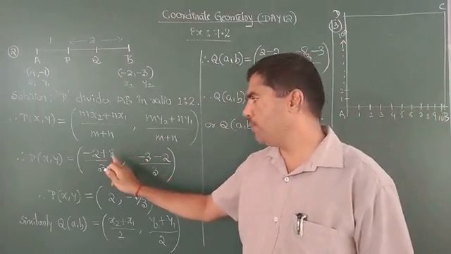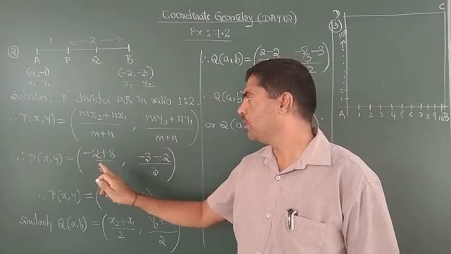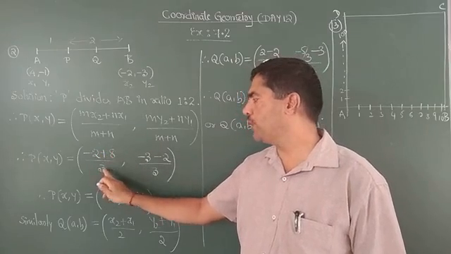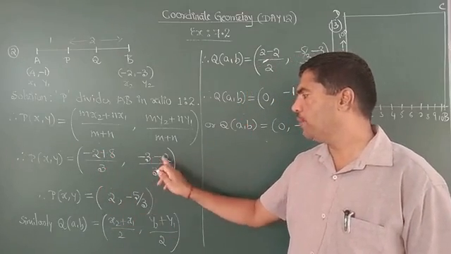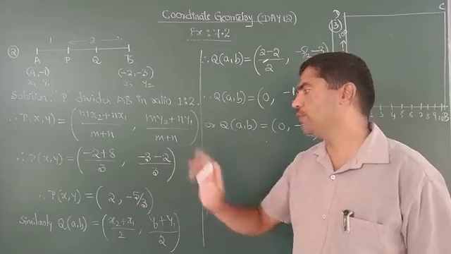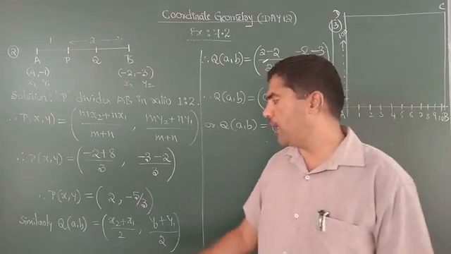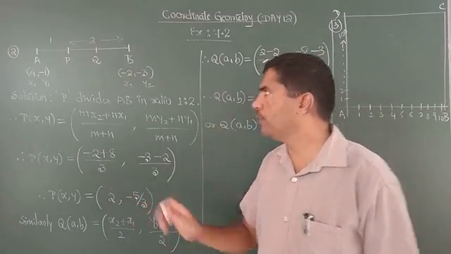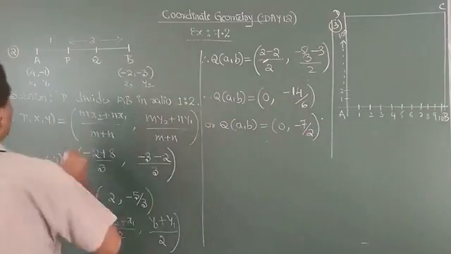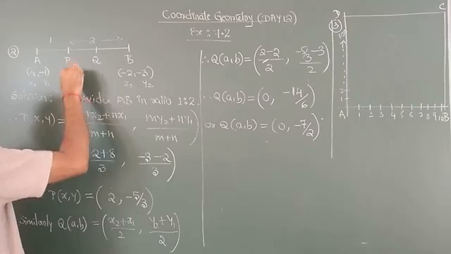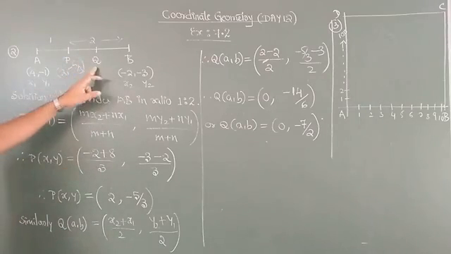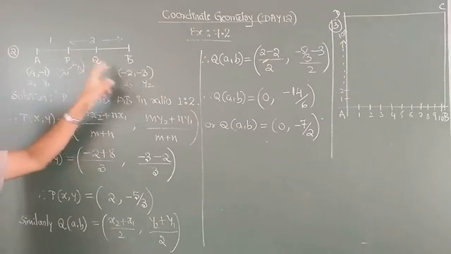-2 plus 8 becomes plus 6. Plus 6 by 3 is 2. -3 minus 2 is -5. -5 by 3 I have kept as it is. The coordinates of P are 2 and -5 by 3. Now I know the coordinates of P, 2 and -5 by 3. Now, Q is the midpoint of P and B.